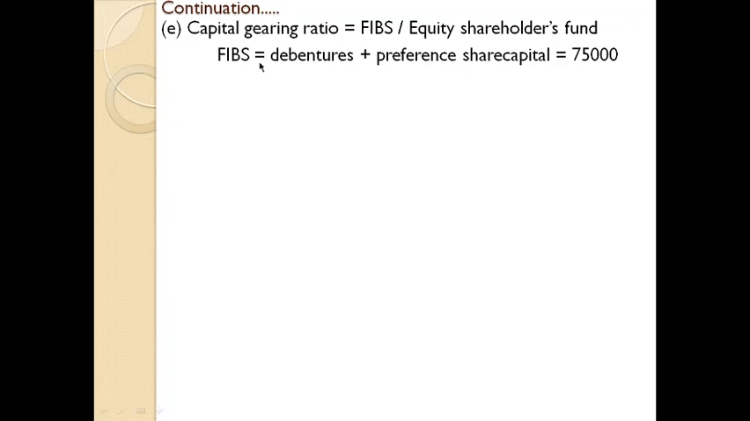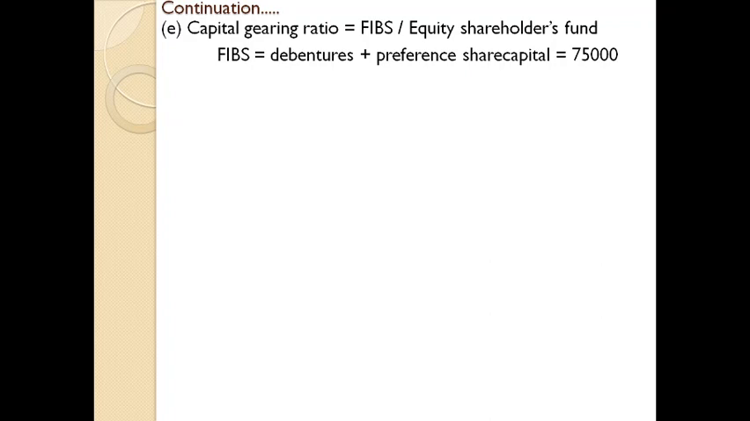Kindly refer to the percentage in front of all these items. Whenever you are writing debentures, you need to specify the percentage that is given in the question. In the question it is given as 6% debentures, so try to specify it in the exams. And preference share capital is 5% preference share capital. 6% debentures is 55,000 and 5% preference share capital is 20,000. You will get 75,000.